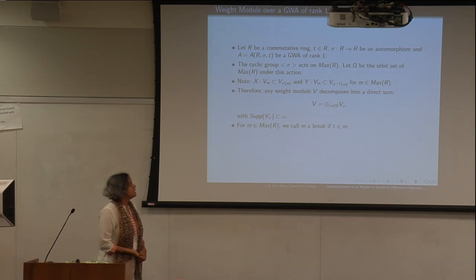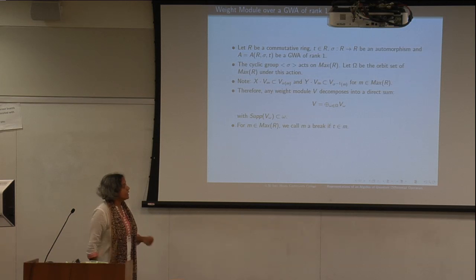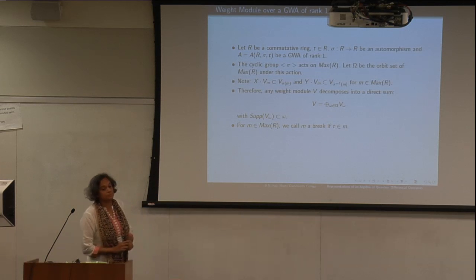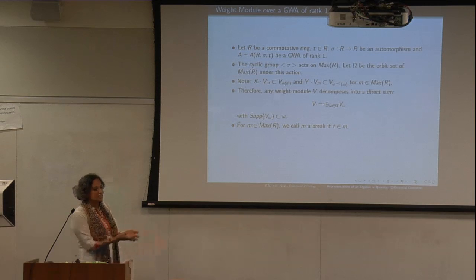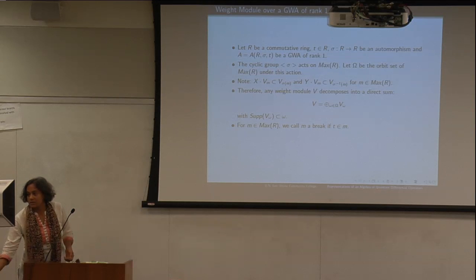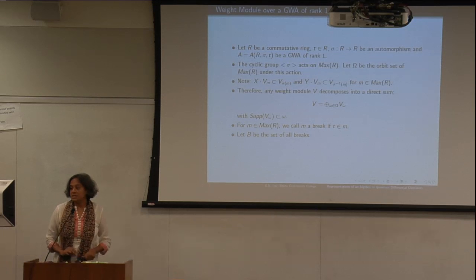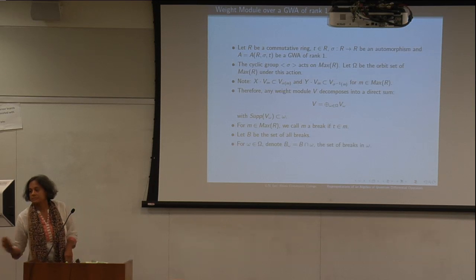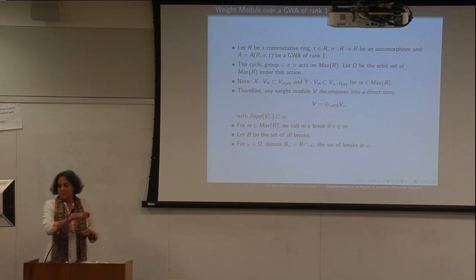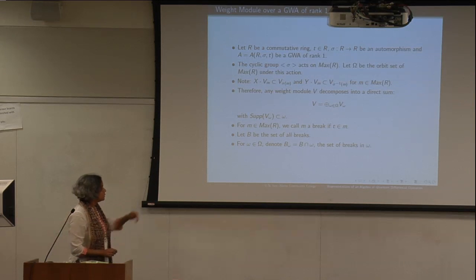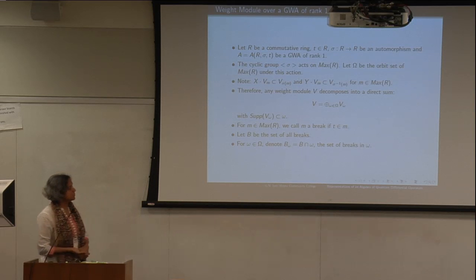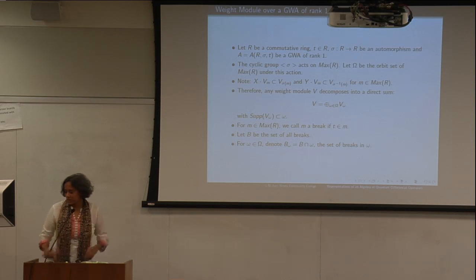For any maximal ideal M, call M a break if T is an element of M. If it is an element of M, then the vectors which are unhighlighted by M get unhighlighted by T. That's why we call it a break. Let B be the set of all breaks. For any orbit omega, denote by B sub omega the set of breaks which show up in that orbit.